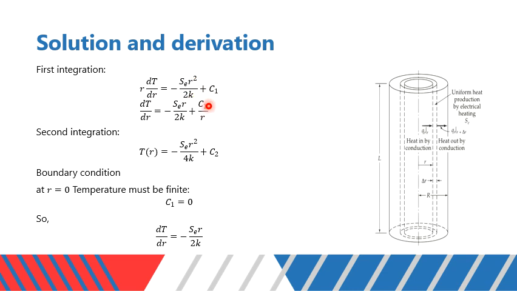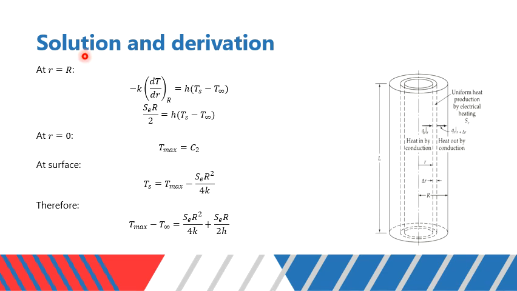So first we will get this equation, C1 by r, and second, integrating again, we will get T(r) as Sc r squared by 4k plus C2, where C1, when we are applying a boundary condition, at r equals 0, C1 is equal to 0, and dT by dr is equal to minus Sc r by 2k. Let r equal R, we get C2.